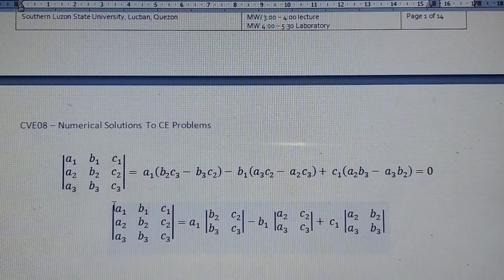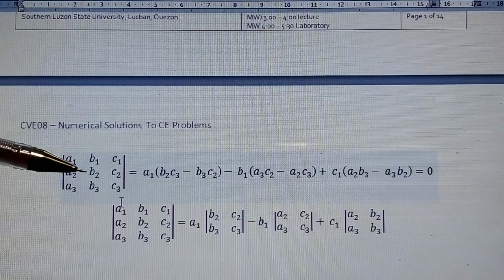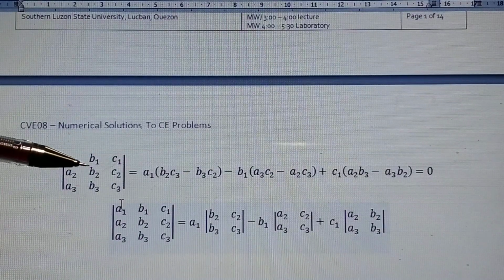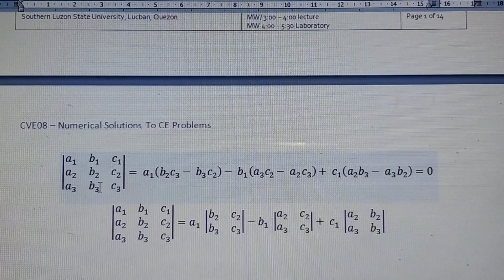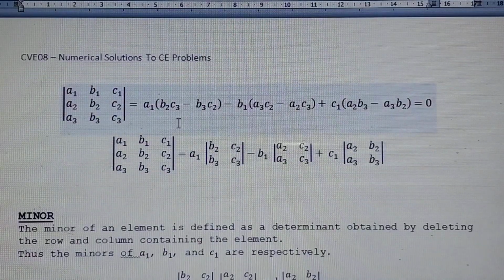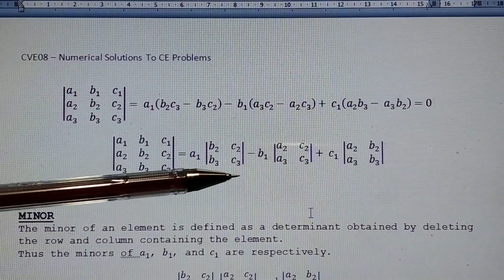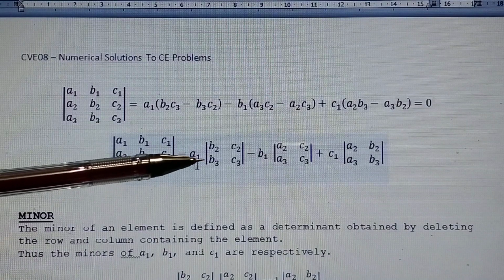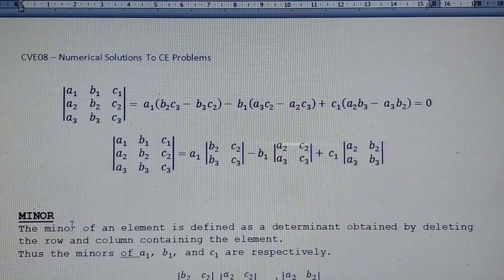So yung tawag dito sa ating nasa left ay left side equation, or left hand side, at ito naman ang right hand side. So by simplifying, ito na siya sa kanyang mga minor. So ito yung element A1, B1, and C1. Let us recognize the minor.